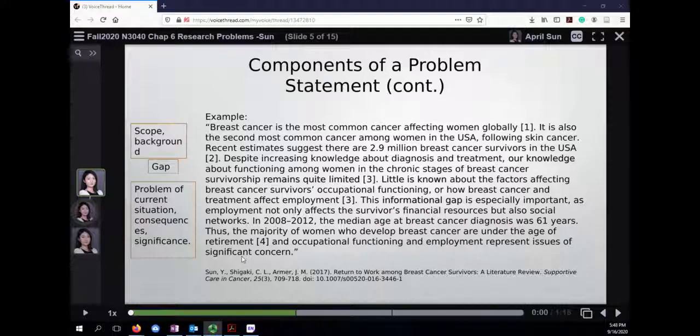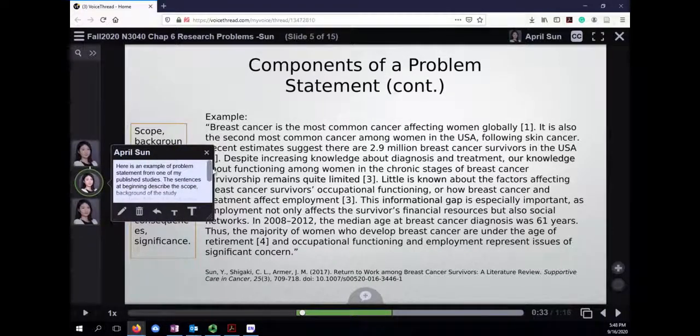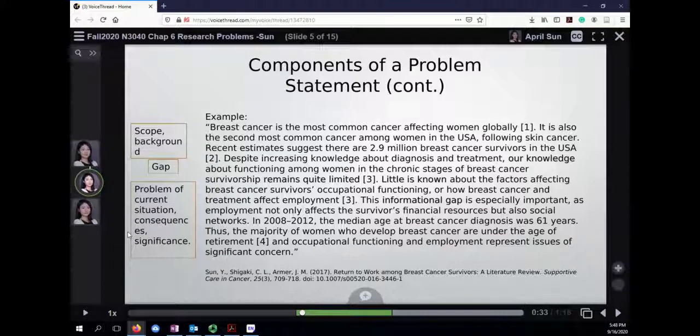Regarding the problem statement and purpose statement. First of all, in my VoiceThread slide 5, I have emphasized that the problem statement is the prelude for the purpose statement. And this is very important because the purpose statement serves the problem statement. And they should be consistent.